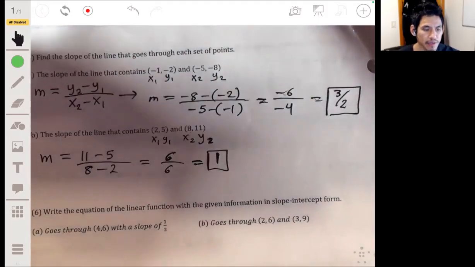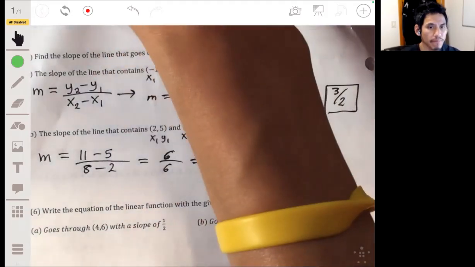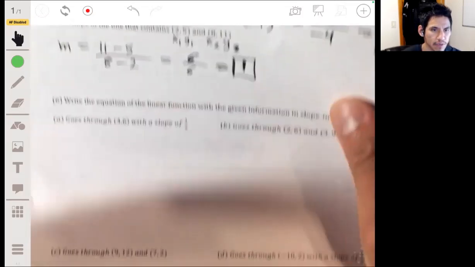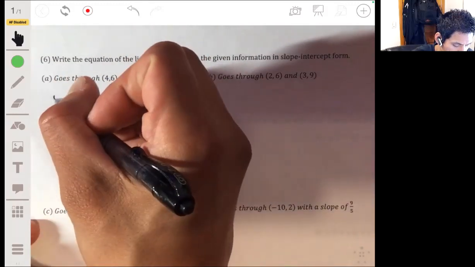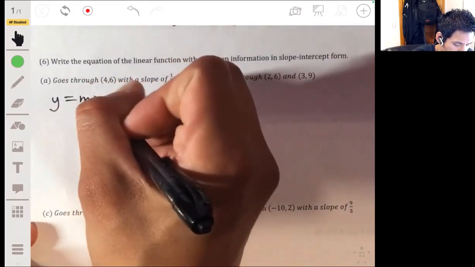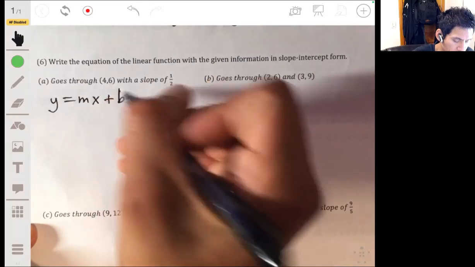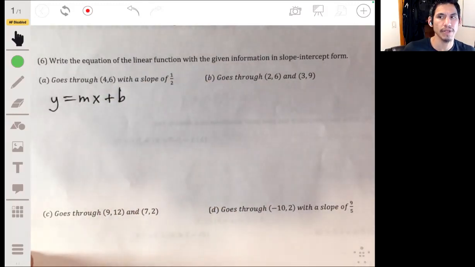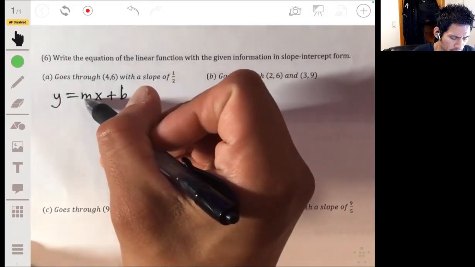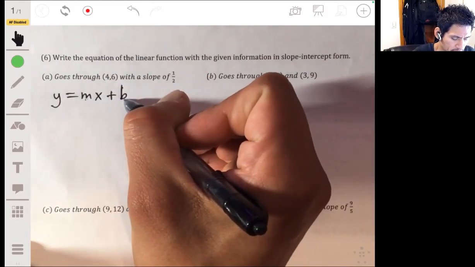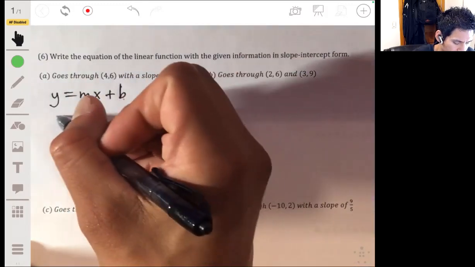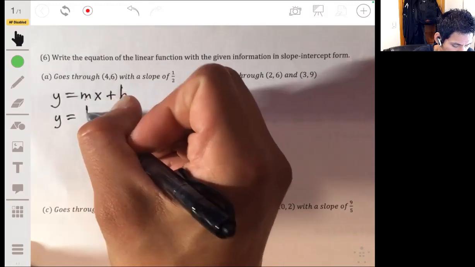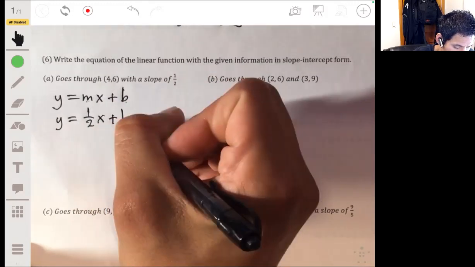Okay, now let's step it up a bit. In the next set of problems, we're going to find the equation of the linear function. So let's use the form y equals mx plus b. That's usually the most common and easiest to understand. So it's slope-intercept form. Remember that the m is the slope, the b is the y-intercept. So we're given the slope that's 1/2. So we can first go off and write y equals 1/2 x plus b.